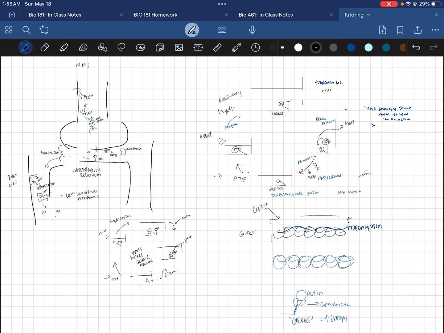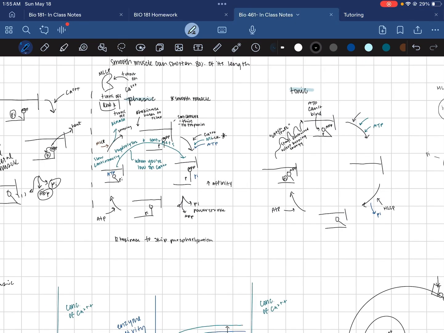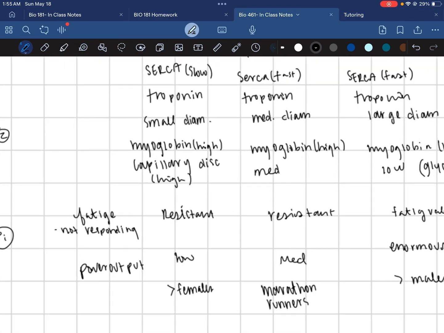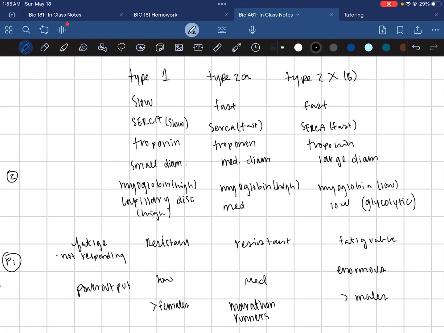We have different muscle types, and I'm just going to go ahead and slide over here because I am not going to rewrite it. I don't have the energy to do that anymore. It's almost 2 a.m. I have church at 9 a.m. So that means I have to wake up in like 5 hours, 6 hours, whatever. My gosh.